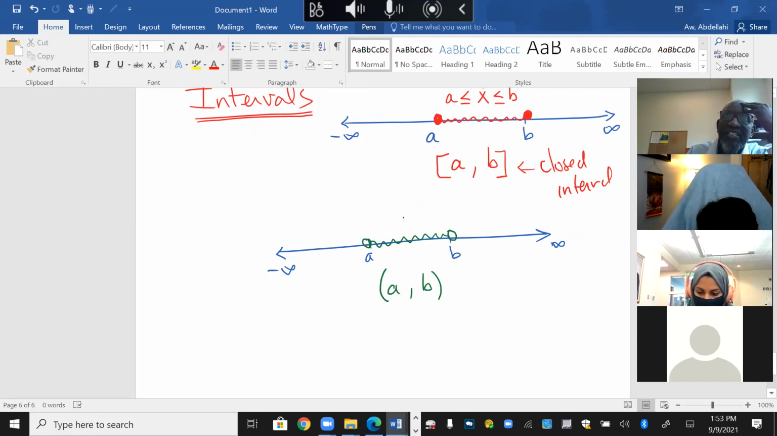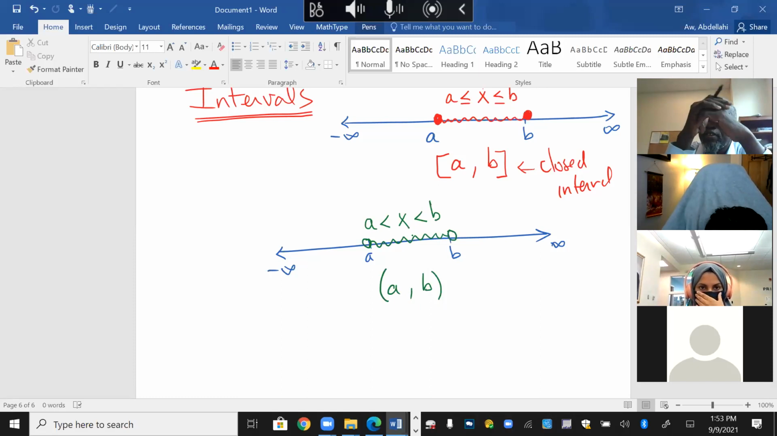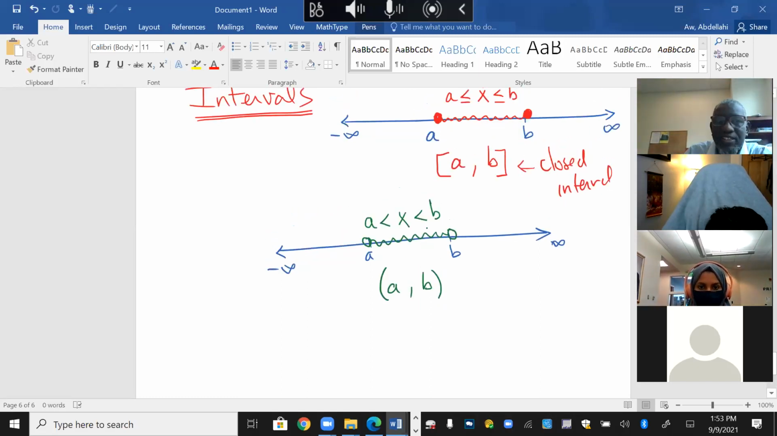And if the number X is in between, X has to be less than B, greater than A. We don't have no more equal, right? Every time you have less than or equal to, it is a bracket, okay? If you don't have equal to, it is not a bracket.